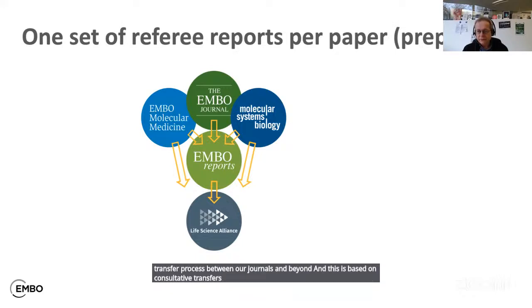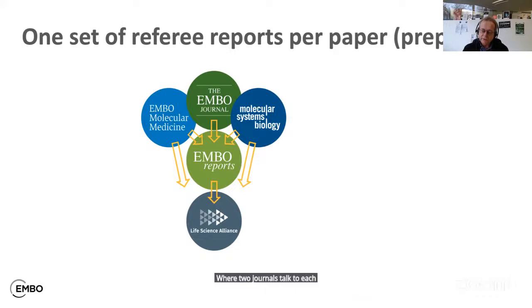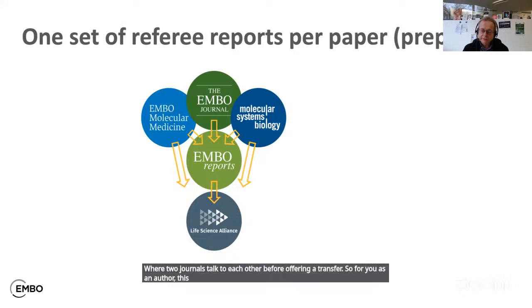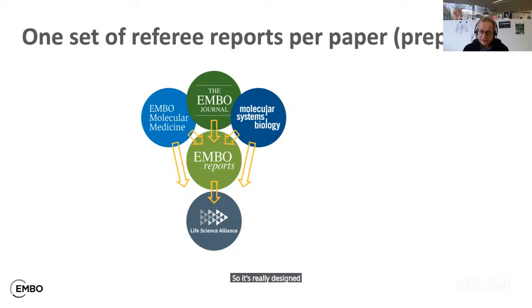And that's a really important concept where two journals talk to each other before offering a transfer. So for you as an author, this gives you assurance that it often gives you two choices. It's like going to two different doctors and getting two different opinions, and then you choose where you want to go, what you want to pursue. It's really designed to give you more choices, and more choices with commitment, which is important.